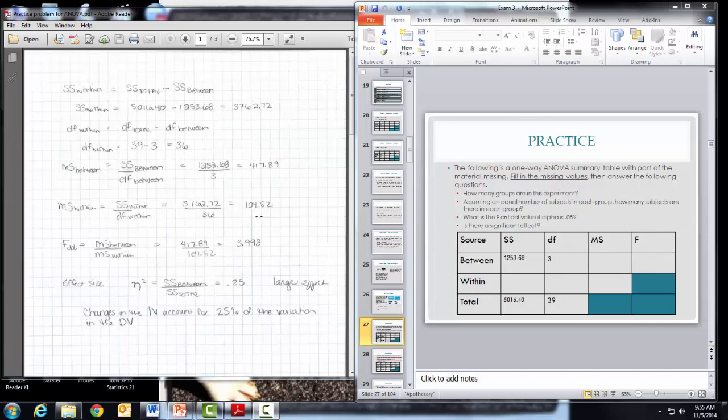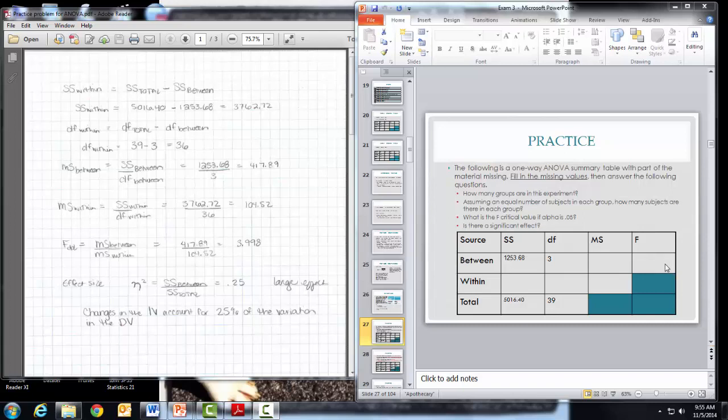Okay, so now we have calculated our mean squares between, which should be 417.89, and mean squares within, which is 104.52. So now we have all that we need in order to calculate our F obtained. The number that comes in this box is going to be the number that we use to test our hypothesis.